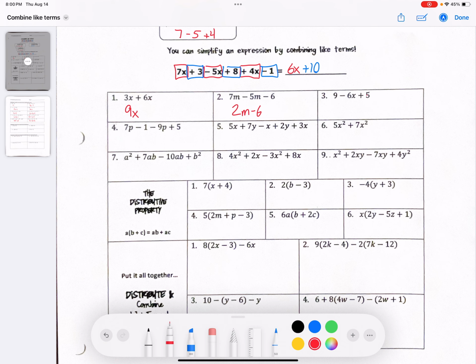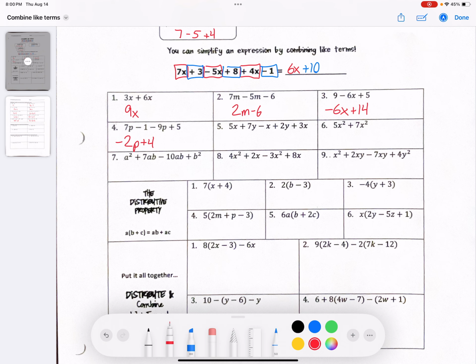Next one, we have 9 minus 6x plus 5. So we want to put minus 6x first. We always want our highest variable exponent to go first. And then we do 9 plus 5 is positive 14, so we write plus 14. Next one, we've got 7p minus 9p is negative 2p. And then we have negative 1 plus 5 is going to be plus 4.